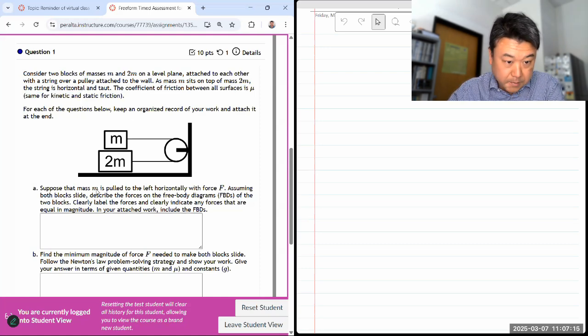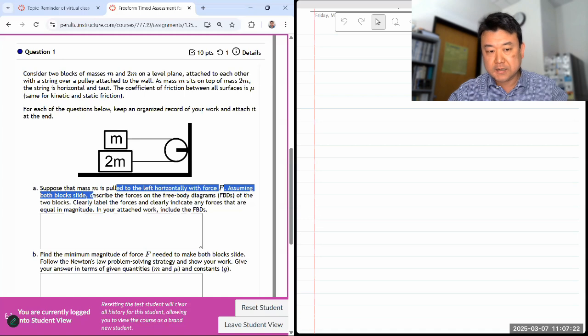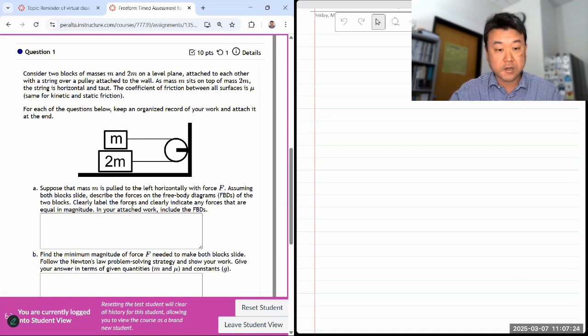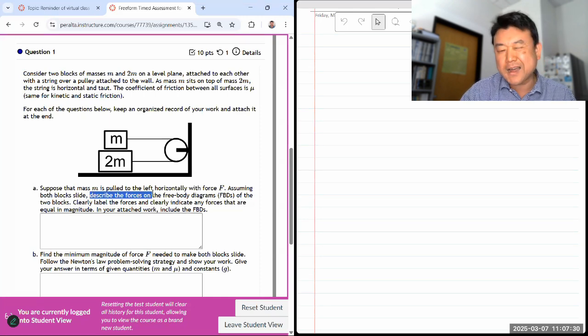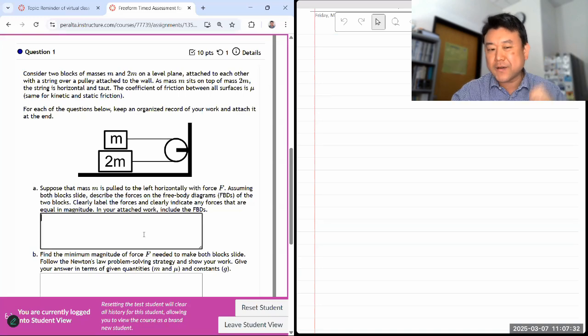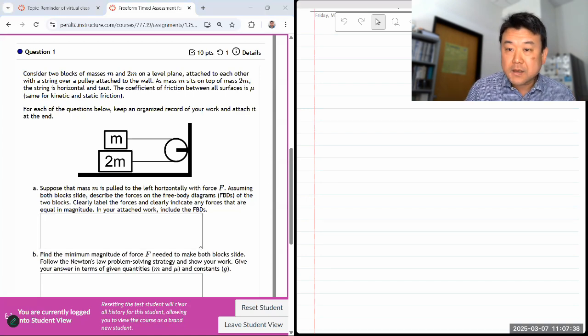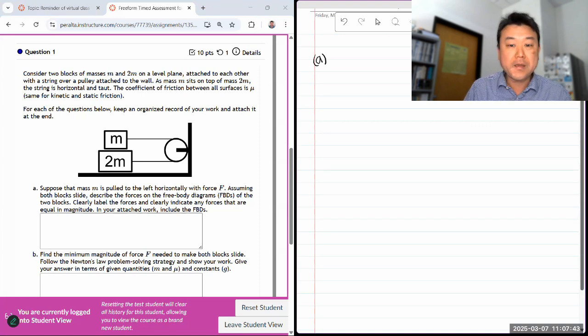It says suppose mass M is pulled to the left horizontally with some force, assuming both blocks slide. That makes things easier, I can assume it's kinetic friction. So let me draw the free body diagram first. And where it says describe the forces, it's kind of a hack for getting around the fact that you can only type stuff here. You can't draw diagrams here, but you really should be starting with the free body diagram that you draw.